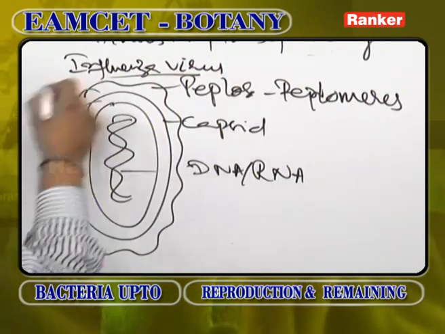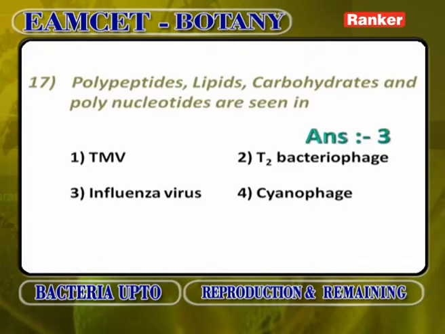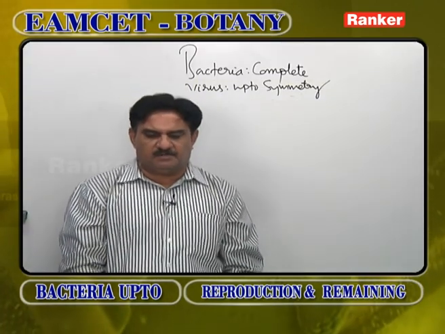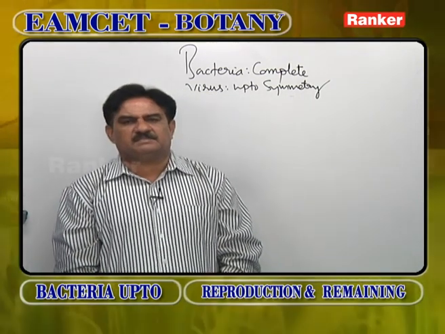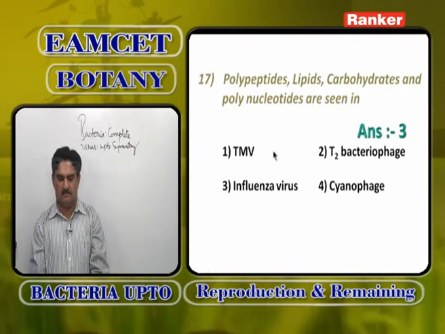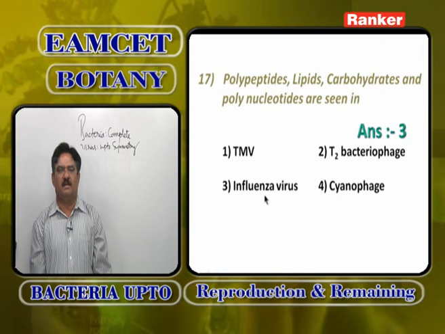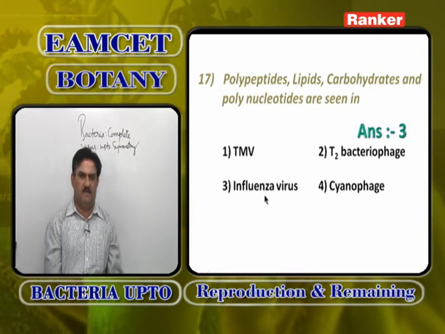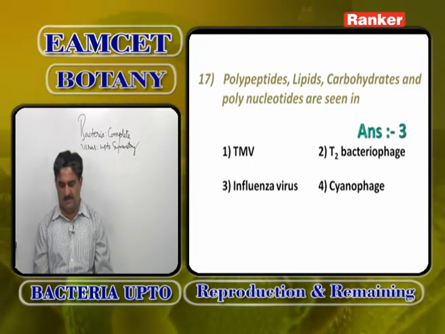Because of the peplos, it contains the above components. Polypeptides, lipids, carbohydrates and polynucleotides are seen not in TMV, not in T2 bacteriophage, not in cyanophage, but in influenza virus. Influenza virus is an animal virus where the capsid is again surrounded by another special layer called the peplos, made up of peplomeres.